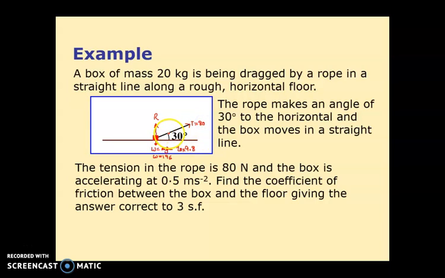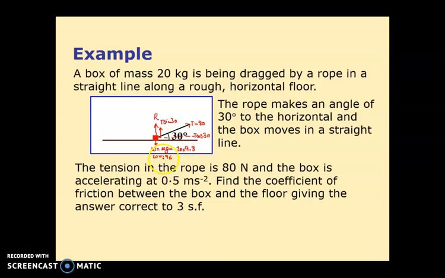Now you remember you have to resolve these. If I want to resolve it going forwards, that would give it a force of T. So I'm going to resolve it. This is T cos 30, or 80 cos 30 if you prefer. There's also this force going upwards, which is T sine 30. That's called resolving that force.